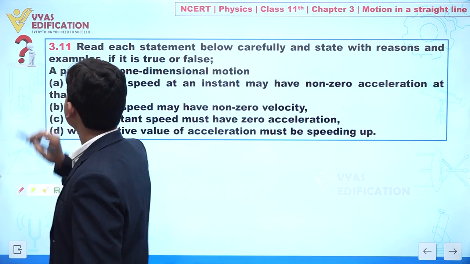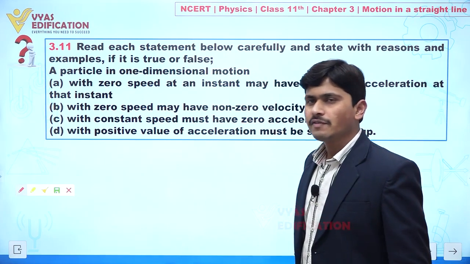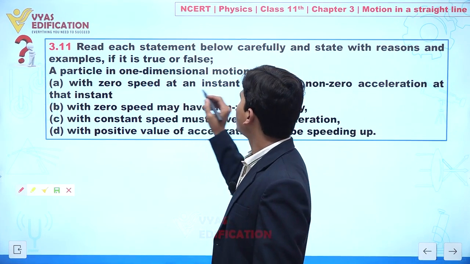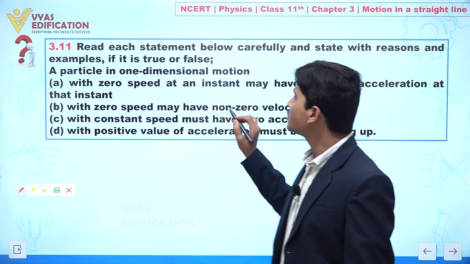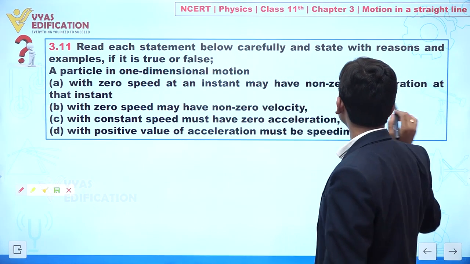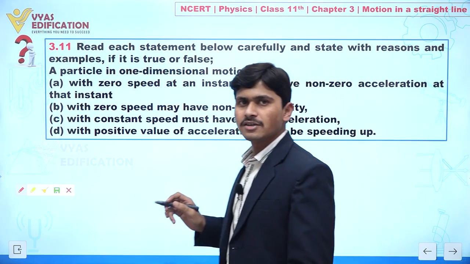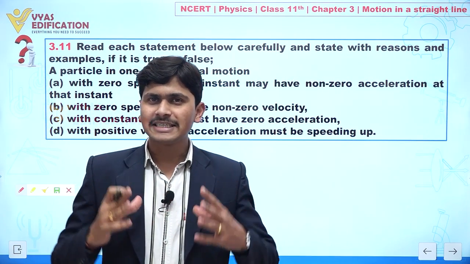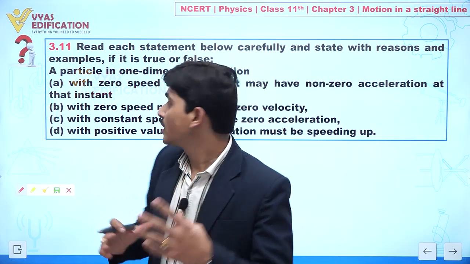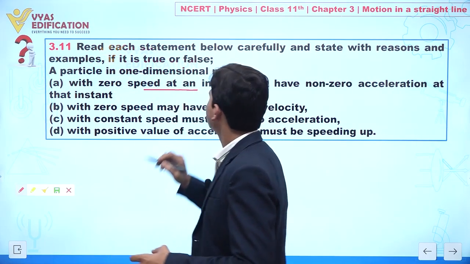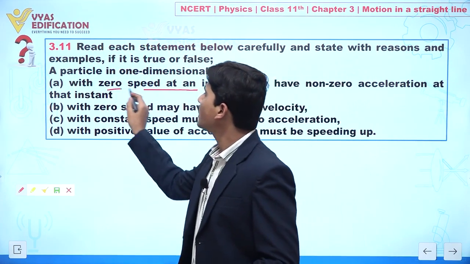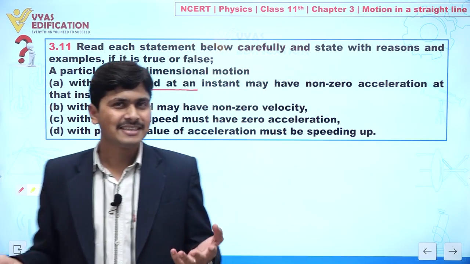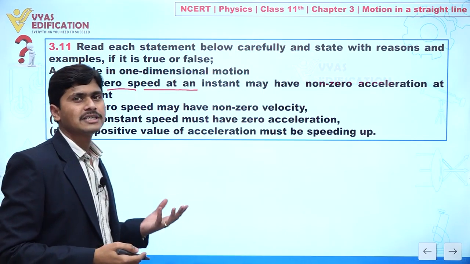Now listen carefully. In this part it is given to you that a particle in one dimensional motion with 0 speed at any instant may have non-zero acceleration at that instant. So my dear student, is there any example where we find speed at any instant is 0 but we have non-zero acceleration? Yes. So let us try to understand that situation.